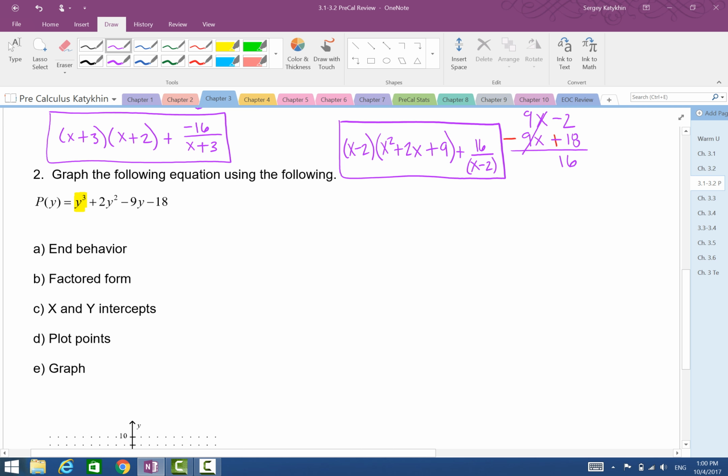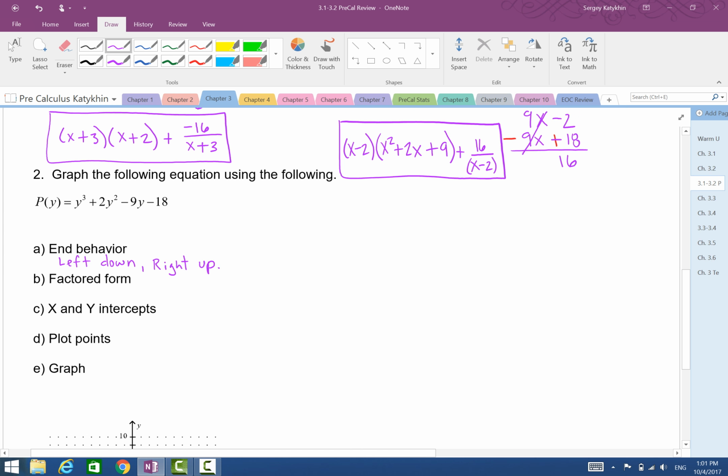Because this is a positive coefficient, there's a positive 1 here right in front of that y to the third. Since it's positive and it's an odd degree, that tells us that the left side will be going down and the right side will be going up. Again, the left side is going to be going down and the right side is going to be going up.